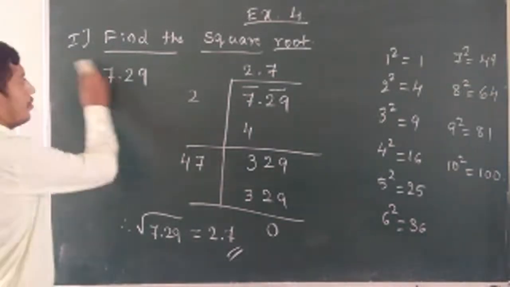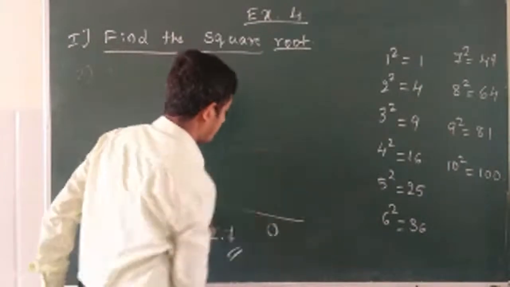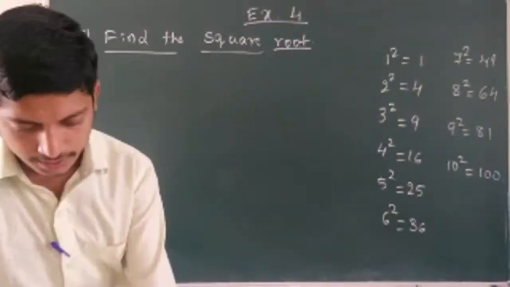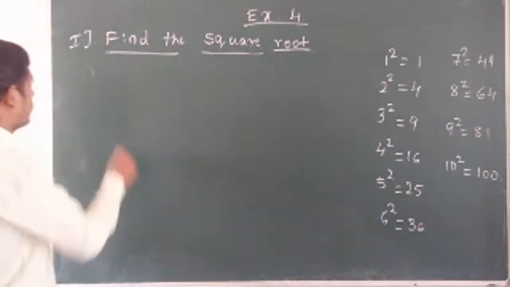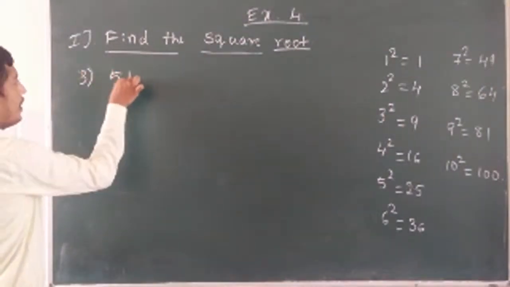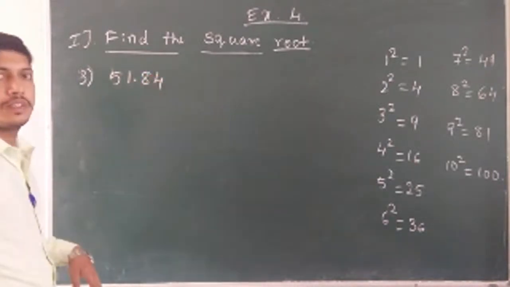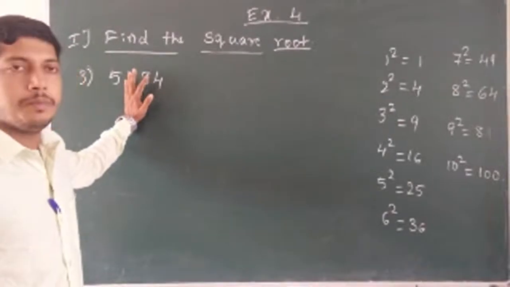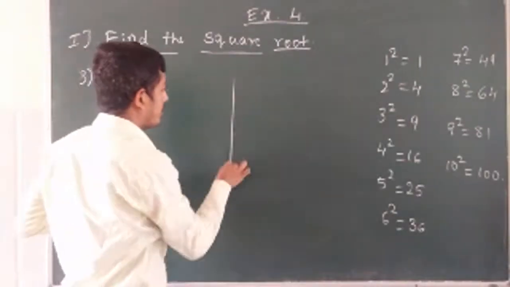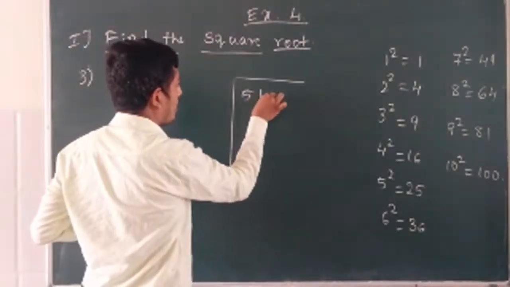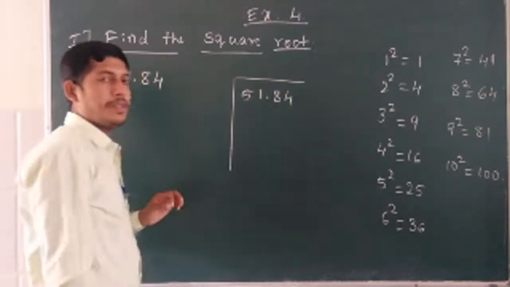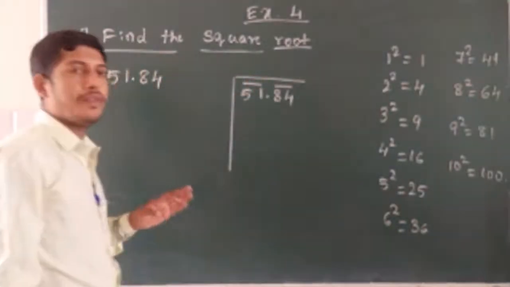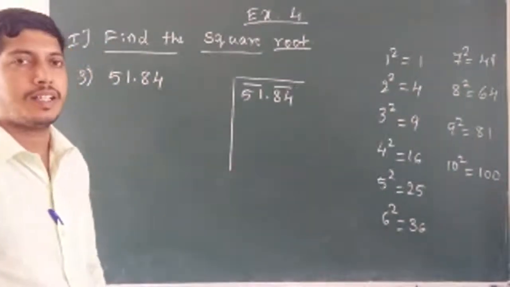Now I will solve another problem. That is 51.84. So 51.84 is our problem. Now we will solve this. First step is we have to pair from the right hand side. Okay, 51 is the first pair and 84 is the second pair.